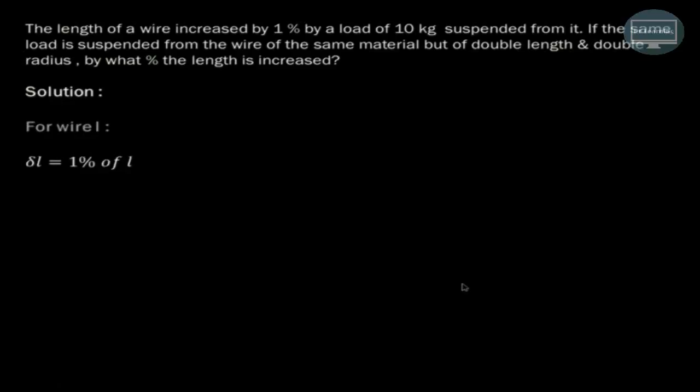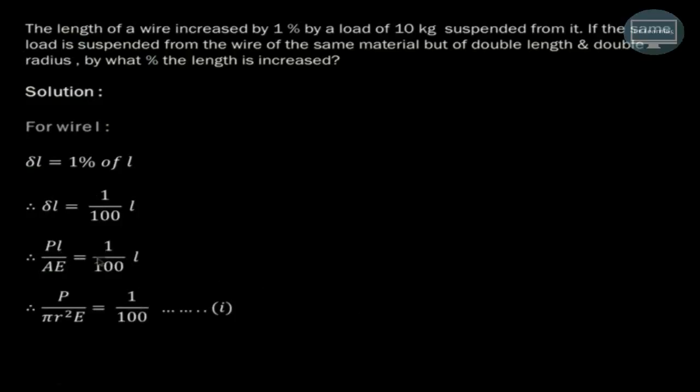So for wire 1, suppose we use the given data, that is, it is given that the length is increased, so elongation is 1% of the original length. So this is delta L is equal to 1 upon 100 of the original L. So delta L is PL upon AE, so this L will get cancelled from both the sides. So we can say that P upon AE is equal to 1 upon 100, but area is pi r square. So P upon pi r square E is equal to 1 upon 100. So this is the first relation that we have obtained.